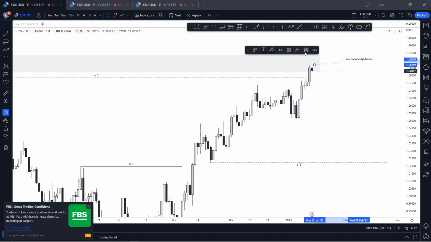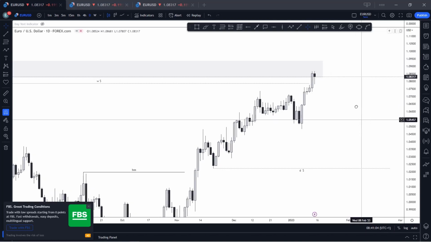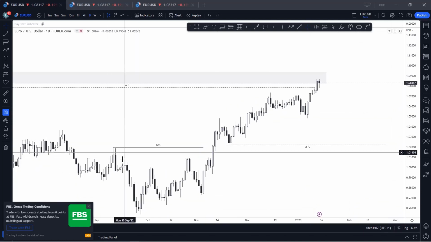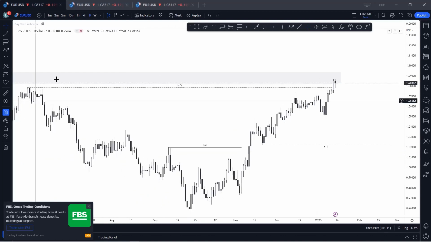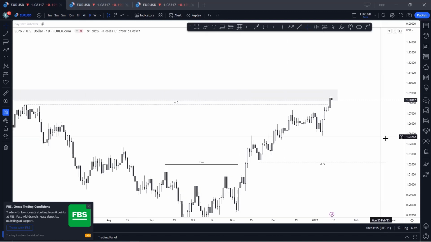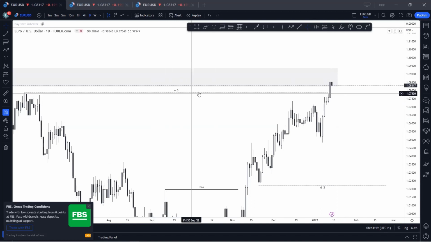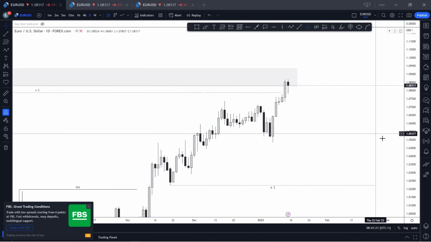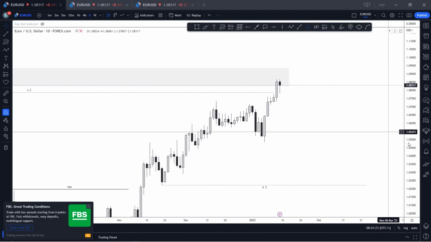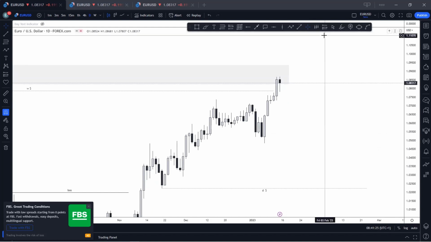So let me take this off. On the daily, we already had this break of structure right here, and this is the weekly liquidity pool we're talking about, and also the weekly order block. And as you can see, just like we saw on the weekly, price has taken this liquidity, and we could see some form of retracement.